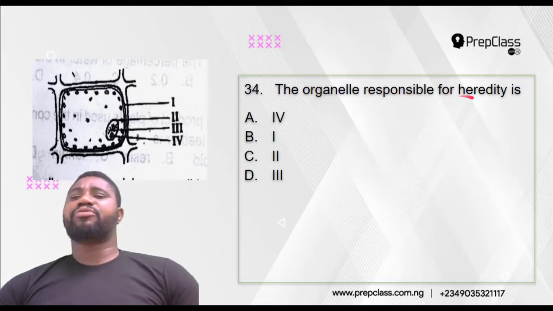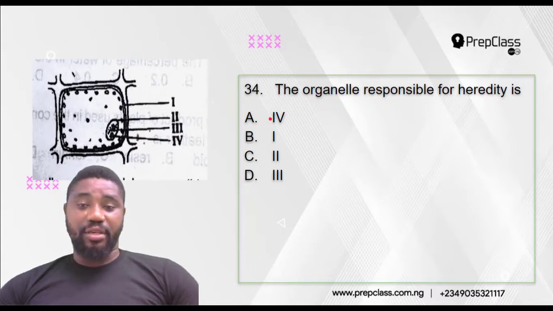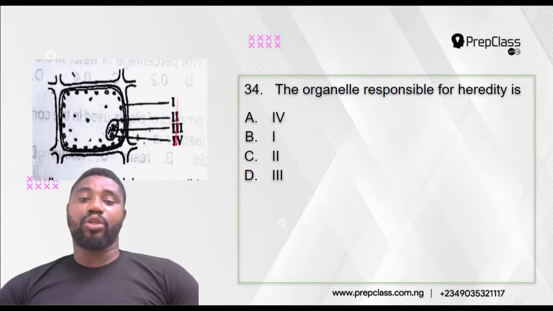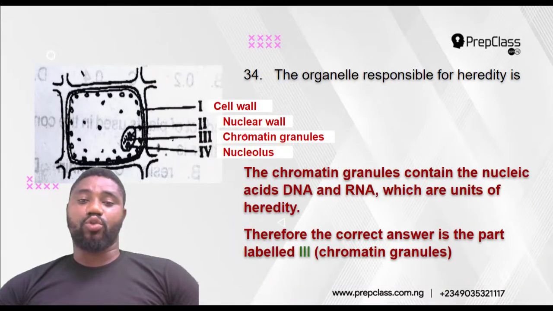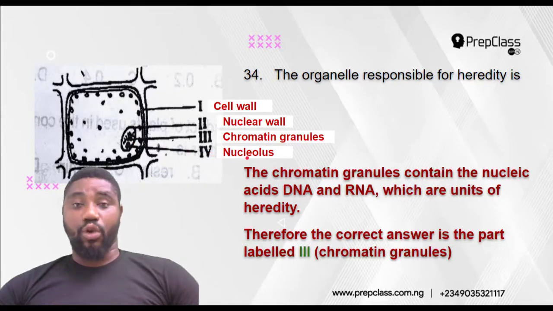All right. 34. The organelle responsible for heredity is, is it option A, which is 4? Is it option B, 1? Is it C, the part labelled 2, or is it D, the part labelled 3? Now we need to label this so that we know which is which. The part labelled 1 is the cell wall. The part labelled 2 is the nuclear wall. This is the nucleus. 1, 2, 3 are the nucleus together. So the part labelled 1 is the nuclear wall. The part labelled 2 is the chromatin granules, and the part labelled 4 is the nucleolus.